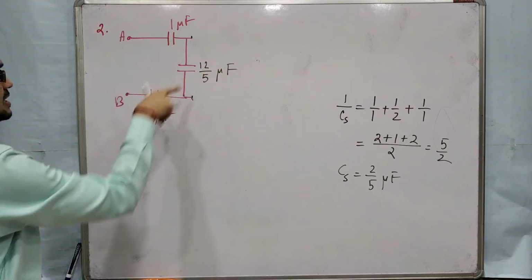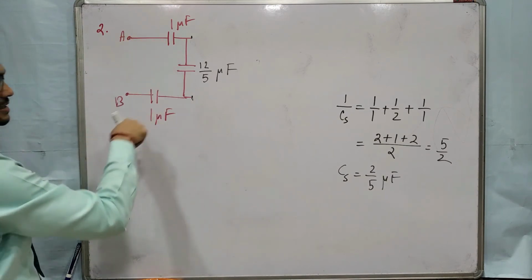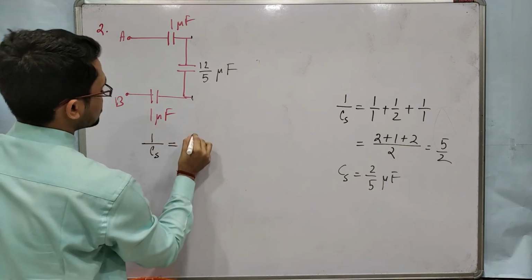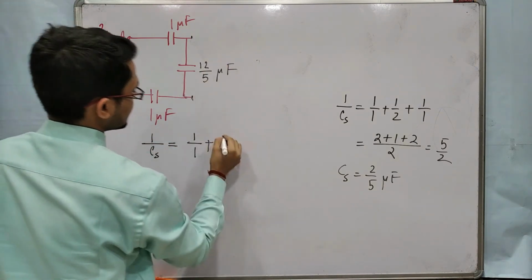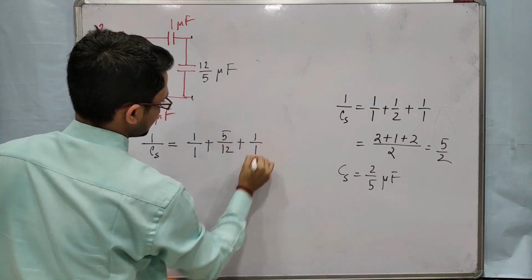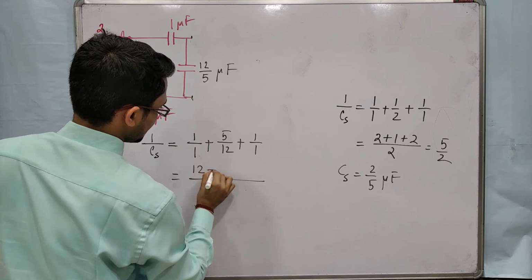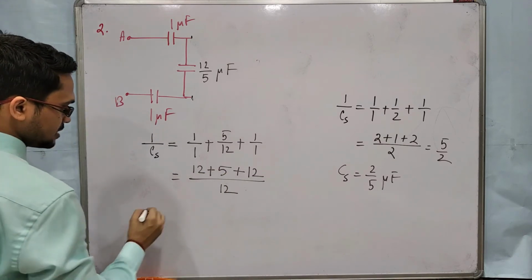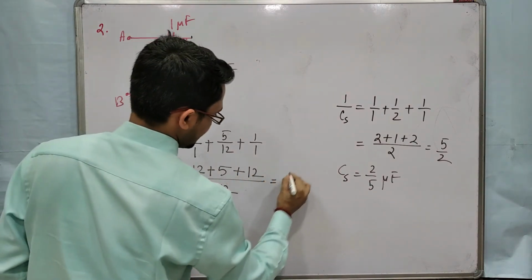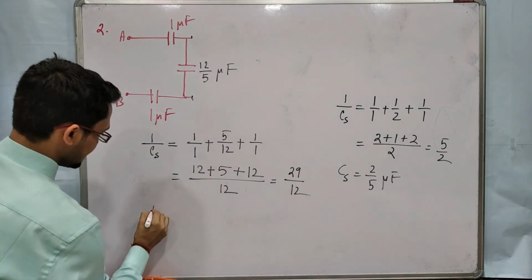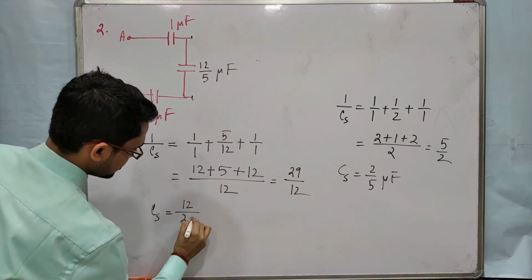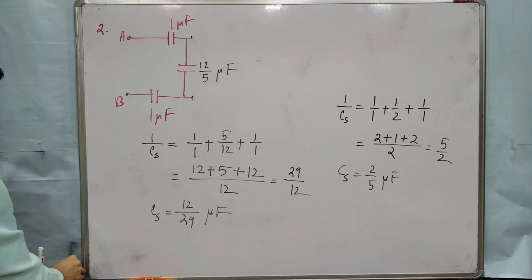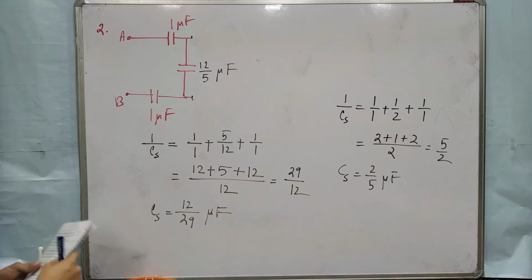Now it is simple. These three are in series. So again series formula. So 1 by CS equal to 1 by 1 plus reciprocal of this, that means 5 by 12, plus 1 by 1. So this will be 12, 5, 12 by 12. Okay, so you will get 29 by 12, and CS will be 12 by 29 microfarad. Clear everyone? In this way you have to solve this kind of problem.